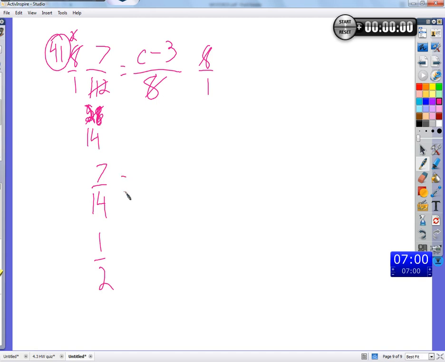Okay. Well, what's on the right side of the equation now? C minus 3. Plus 3. C equals 1/2 plus 3. What did I do? Yeah. What'd you get? I got 3. Got 0 somehow? Yeah, 256 over 12 divided by.